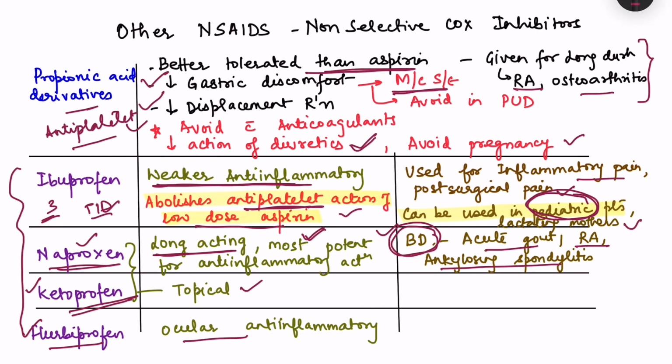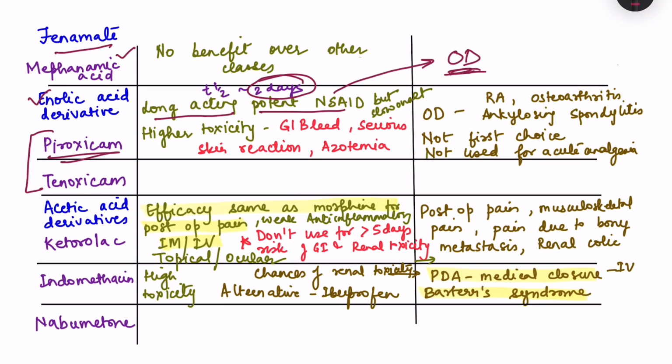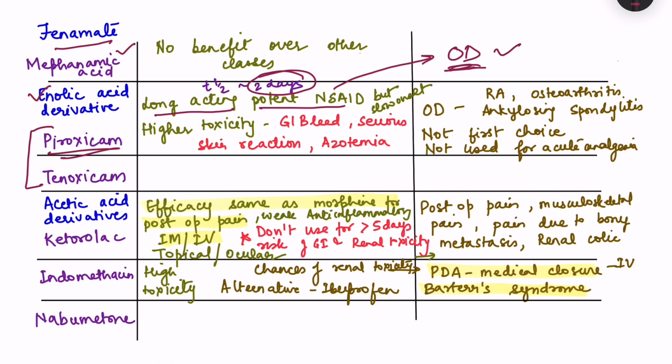Naproxen, we saw, can be used BD. On the other hand, piroxicam can be used OD, but it has a higher toxicity profile. It can lead to GI bleed and serious skin reactions can occur. Azotemia, that is accumulation of nitrogenous waste products in the blood, can occur. So it is not the first choice, but it can be used.